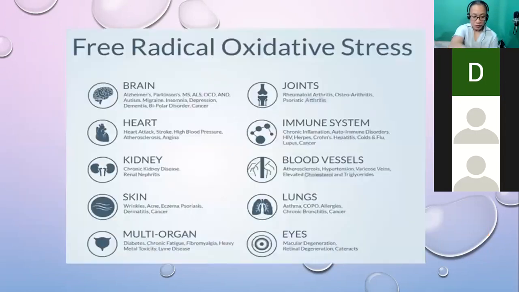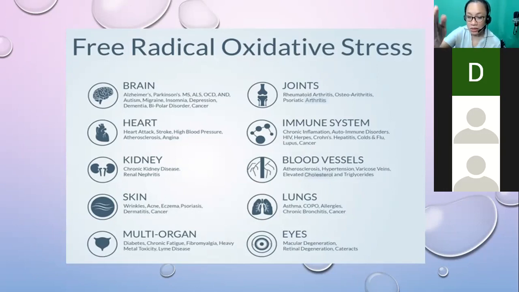Okay, so here is an example of the different types of free radical oxidative stress that can be experienced by our different organs. In the brain, if the oxidative stress is not removed, then that person can have the following conditions: Alzheimer's, Parkinson's, depression, migraine, bipolar disorder, even cancer in the brain, autism, because the brain is deficient of nutrients. And the free radicals are the ones controlling the metabolism of the brain.